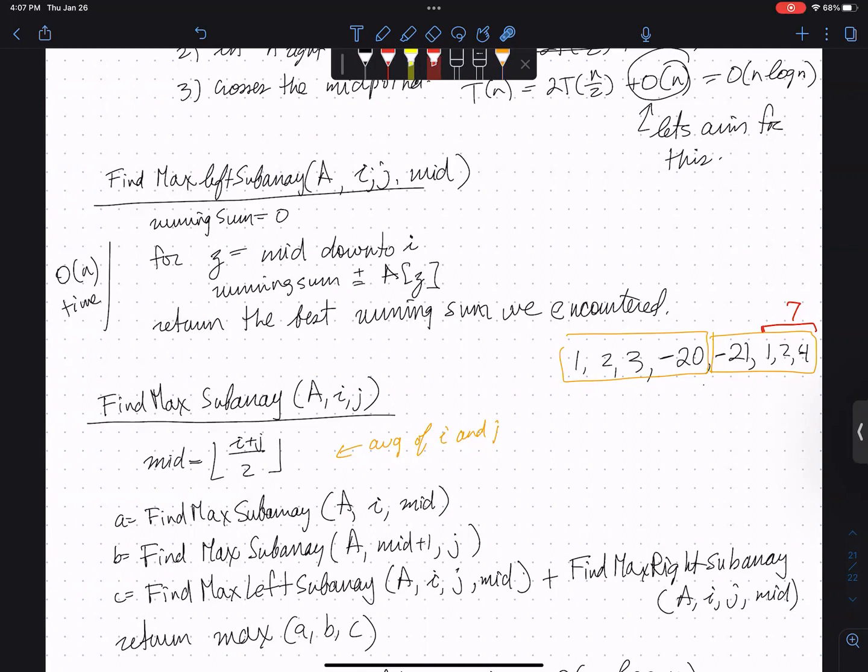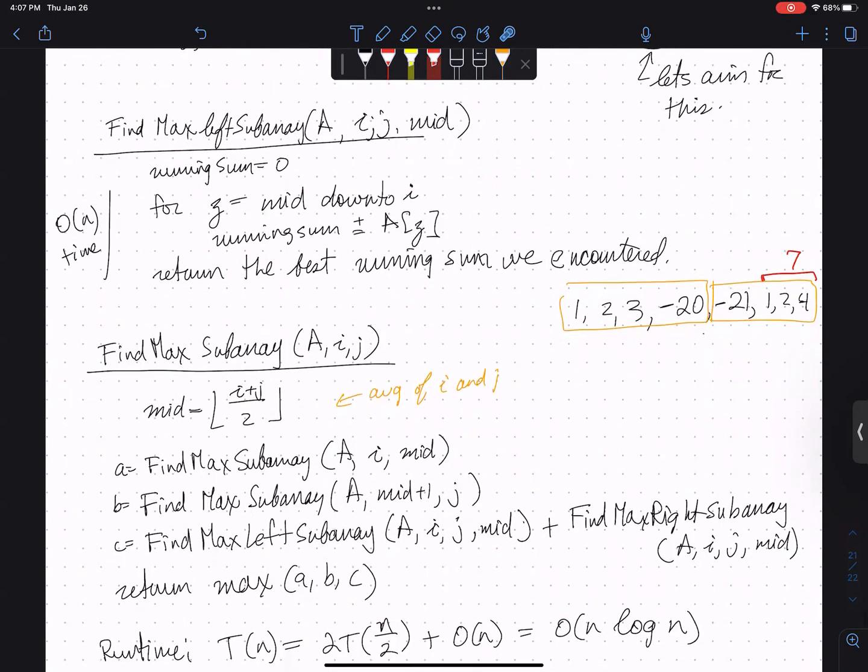Okay. And I didn't write out the max right subarray because it would just be symmetric. It'd just be going from mid up to j. Okay, so I didn't write it out. Yes, you could customize it. Yeah, in the left part, you don't actually use j.